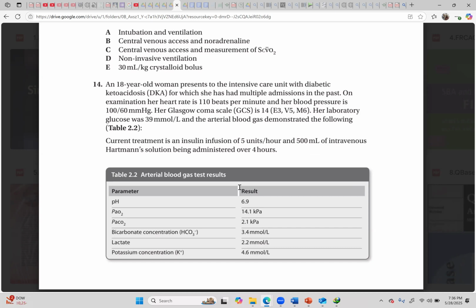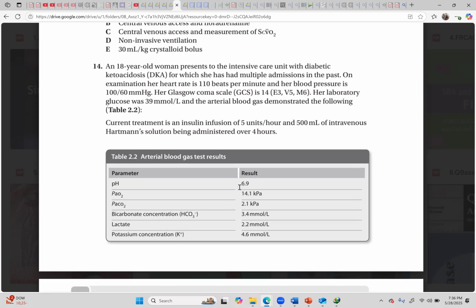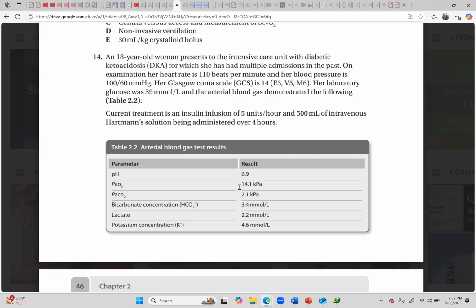So 39 is multiplied by 18, so you can say around 500 milligram per dL. And the arterial ABG is like that. So there is marked acidosis. PO2 is good. The patient is hyperventilating, so it's washing out CO2. Bicarb is only 3.4. So it's metabolic acidosis with high lactate and potassium slightly on the higher side.